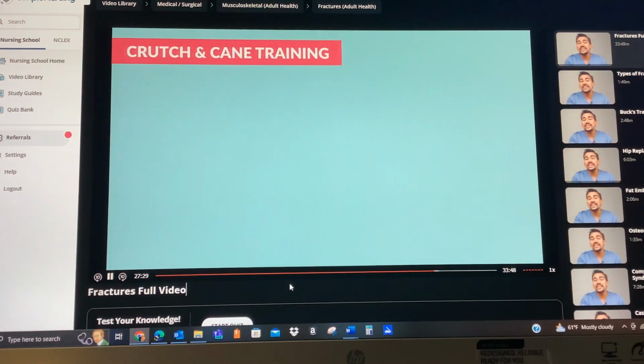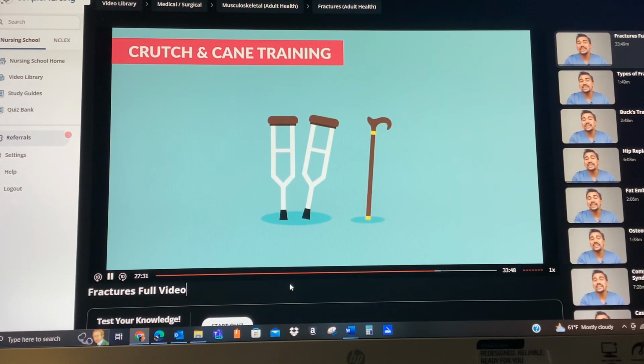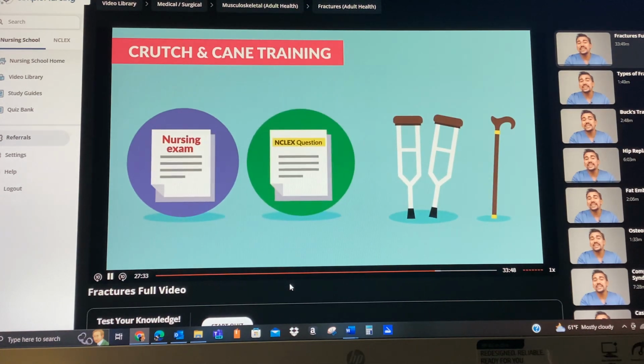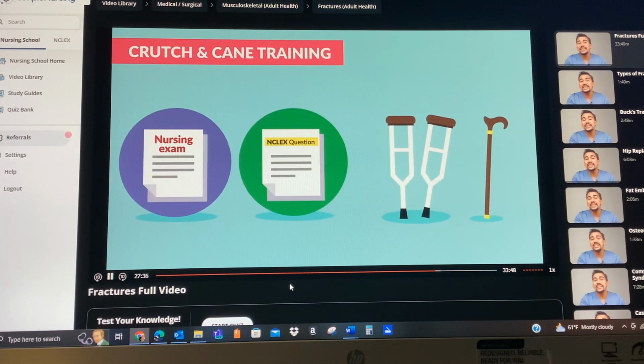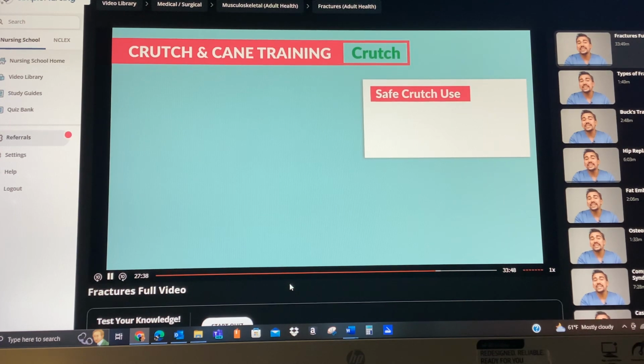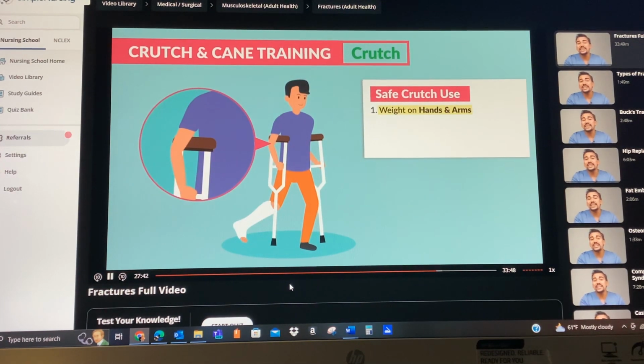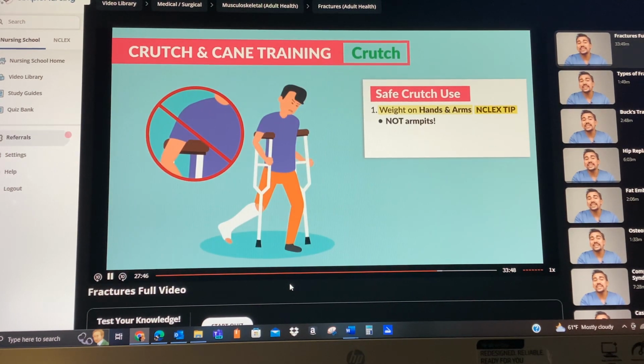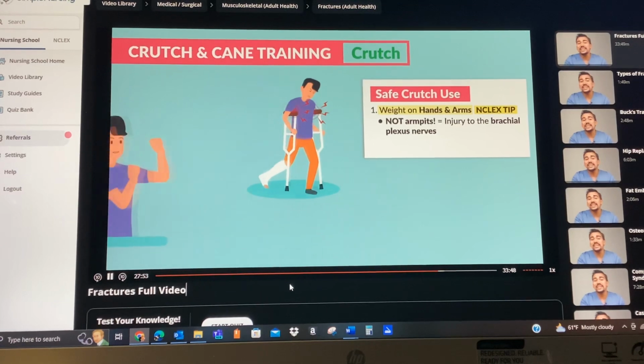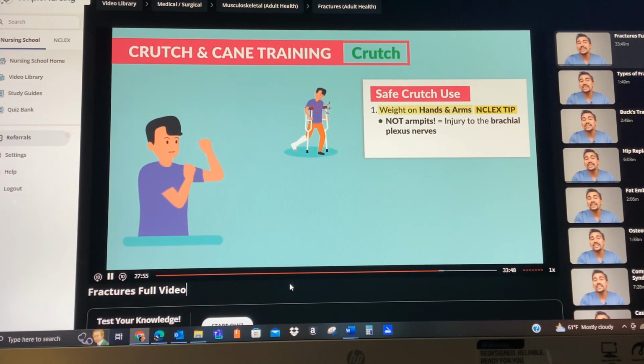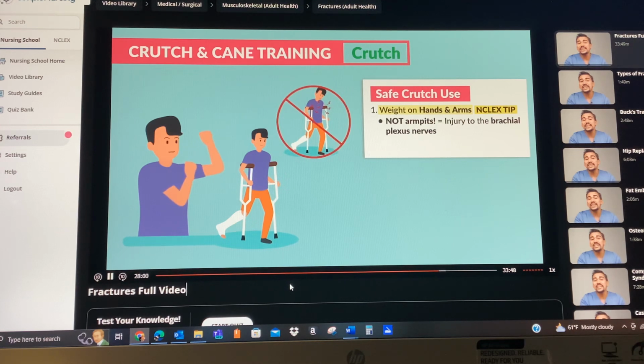Okay, next we have crutch and cane training. Always a huge focus on the NCLEX and most nursing exams. So let's start with safe crutch use. Number 1, write this one down. Weight should be on the hands and the arms. Big NCLEX tip. Not on the armpits. This could lead to a big injury to the brachial plexus nerves in the armpit region. So you must assess hand and arm strength always first during crutch training. This is done to prevent injury to the nerve there.